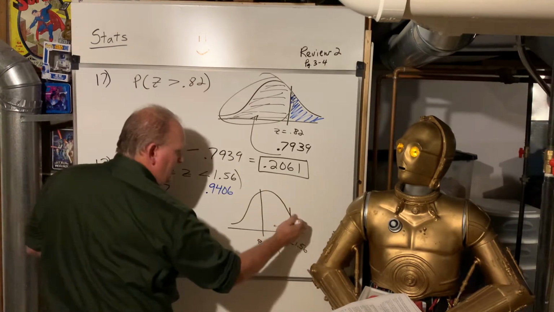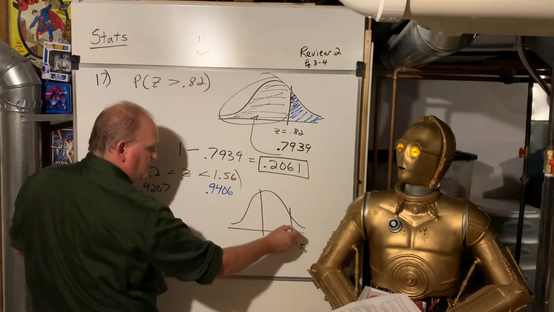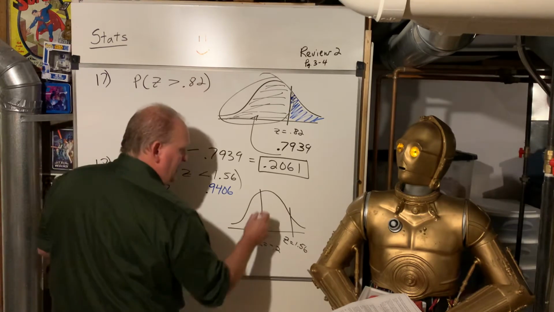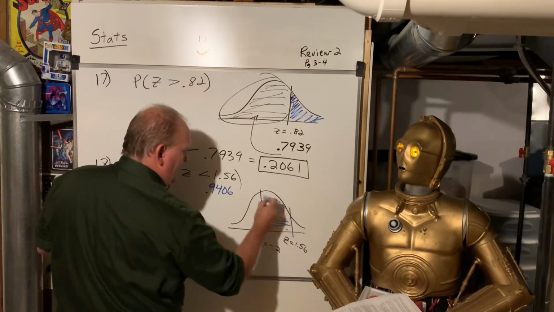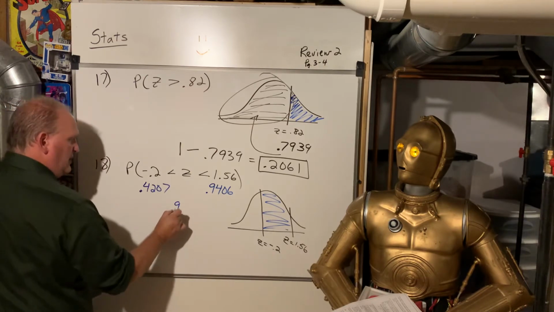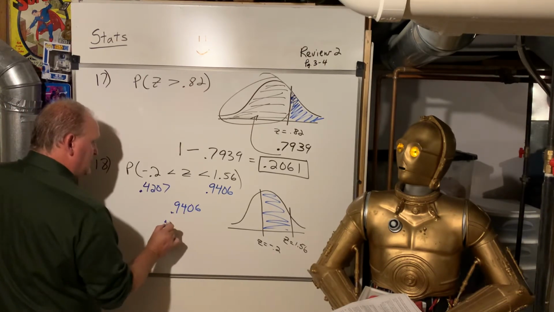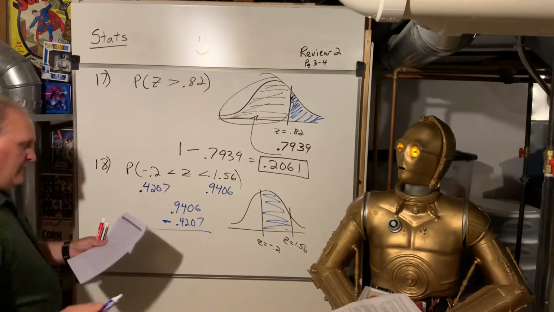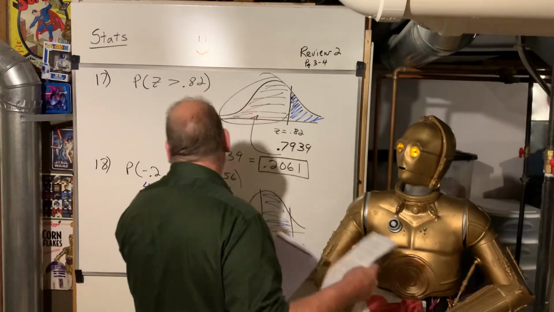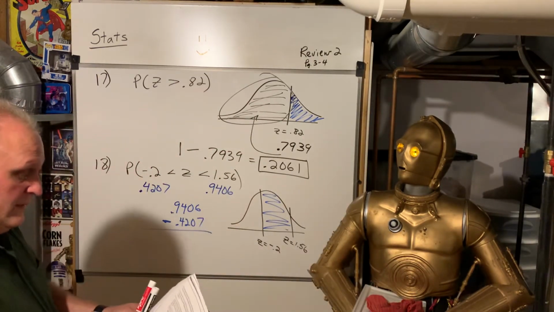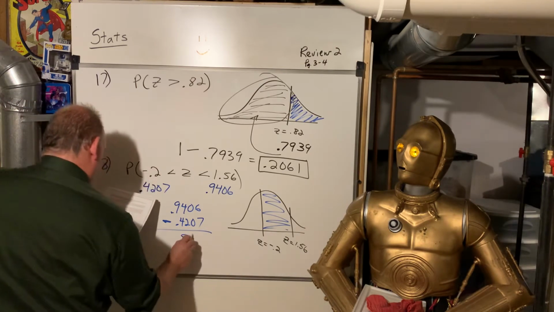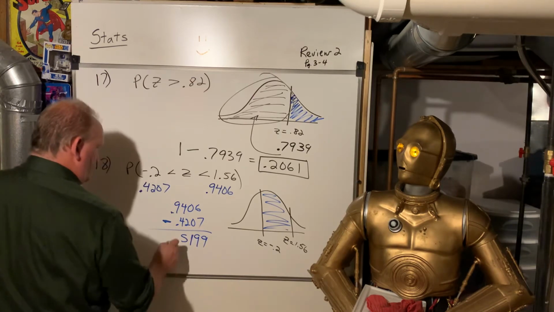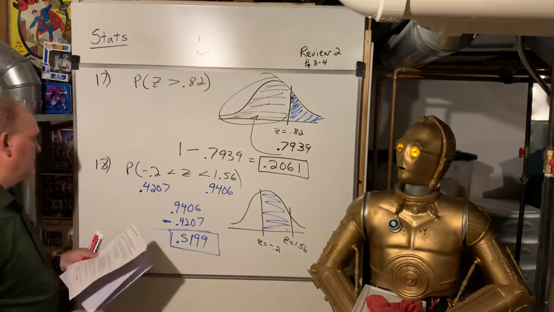And so again, we want this area in between. So this is all the way down to 0. This is all the way down to nothing on this side. And so we actually want this area. So we subtract those two values. So 0.9406 minus 0.4207. And that's a good problem to put into your calculator. So for number 18, we end up with 0.5199. Almost 52%. All right.